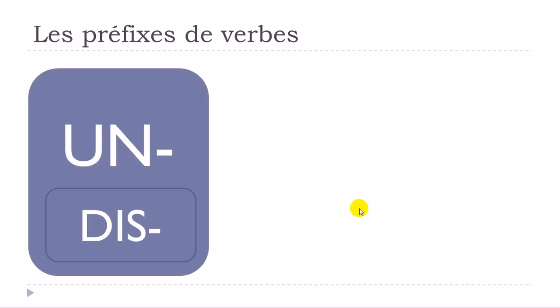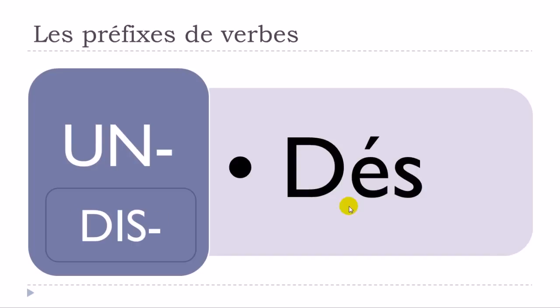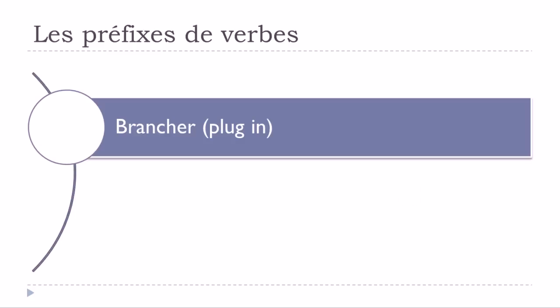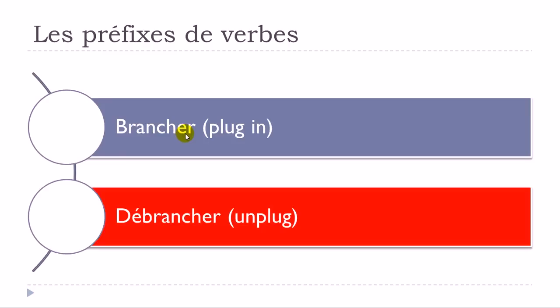Keep in mind that in the next lesson, unit 12, lesson D, we've got the option of dés with an accent aigu, and we will see that in the next lesson. But in this lesson, we'll only focus on the dé. Okay, so let's take an example now. We've got branché, and then débranché, all right? So it's actually quite easy. You just put this dé in front of the verb. Branché, débranché.